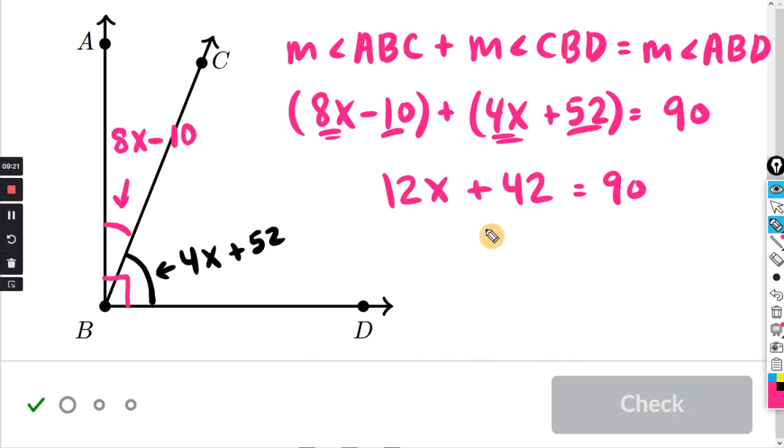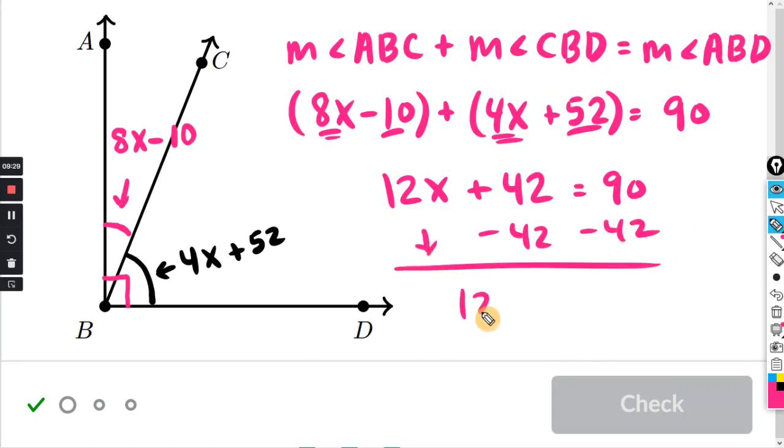Okay, solving for x, I'm going to subtract 42 on both sides. Bring down your 12x. 42 minus 42 cancels. 90 minus 42 gives us 48. And dividing both sides by 12, the 12s cancel. And x equals 4.